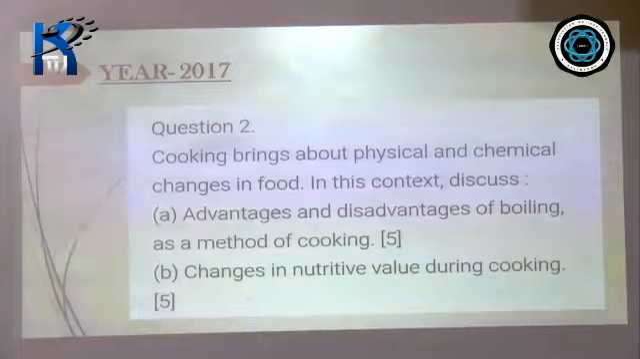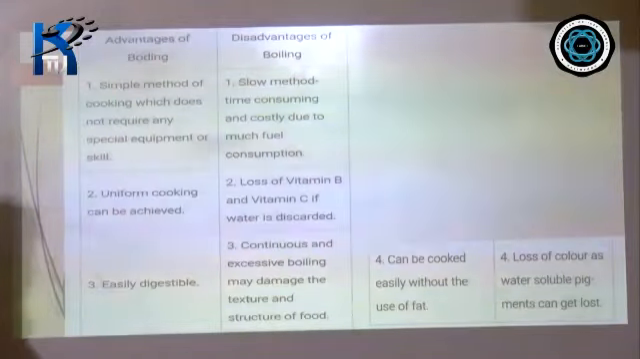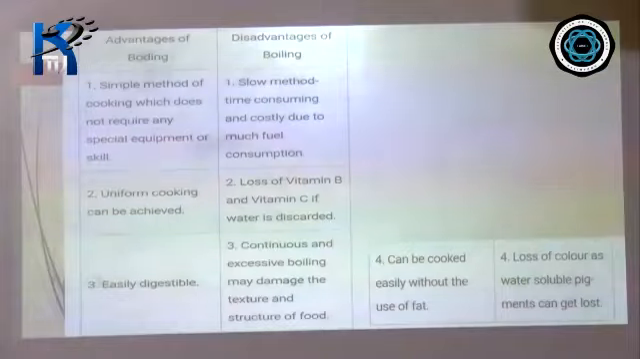So, cooking, as we know, in this process brings about physical and chemical changes, and that has been asked in the year 2017. That is, what would be the advantages and disadvantages of boiling? Then how does the nutritive value change in food during the process of cooking? Again for 5 marks. Advantages, disadvantages, as you can see, can be written in a tabular form.